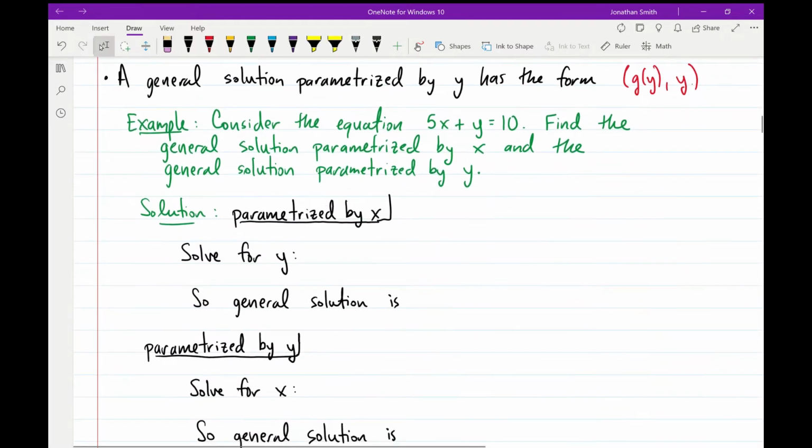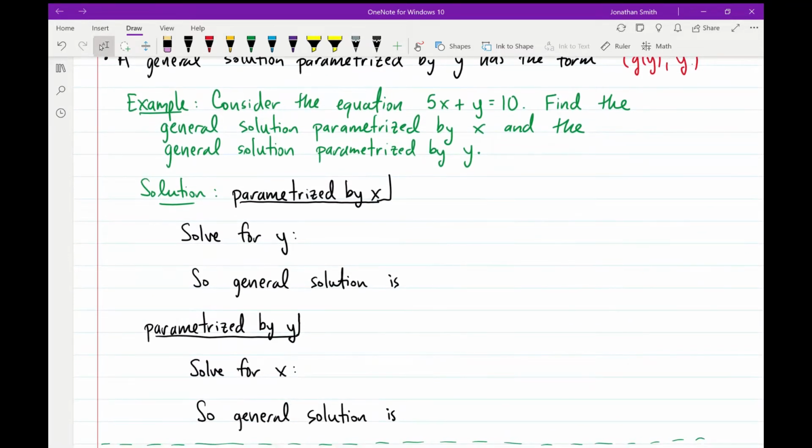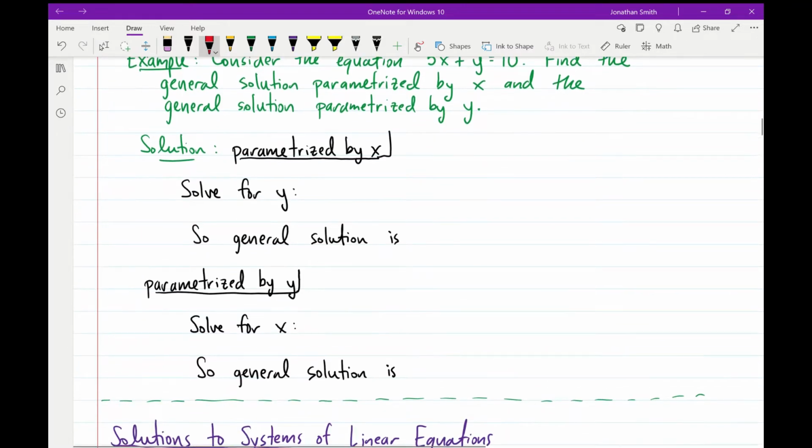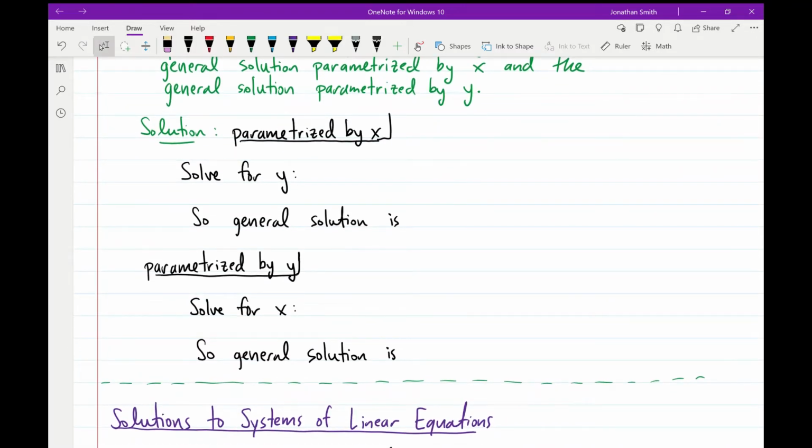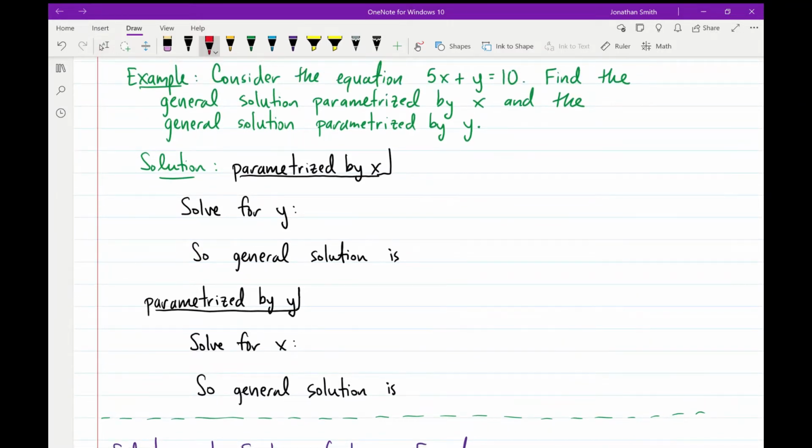Okay, so let's do another example, finding the general solution and a parameterization. So this time, consider the linear equation 5x plus y equals 10. And we want to find the general solution parameterized by x, and then we're going to find the general solution parameterized by y and see how they differ from one another. So let's start off by finding the general solution parameterized by x. First, we're going to solve for y.